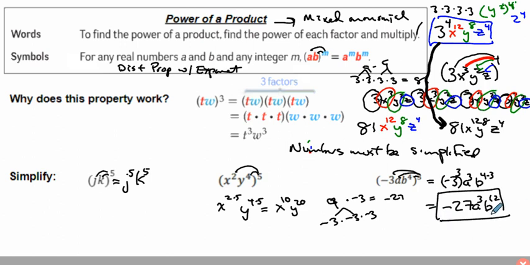All right? Once you get the hang of these, they go fairly quickly. I'm not going to say they're easy because they're kind of weird to understand, but once you just remember the difference between multiplying things and taking powers of things, it becomes a lot simpler and more straightforward. So good luck with these guys.